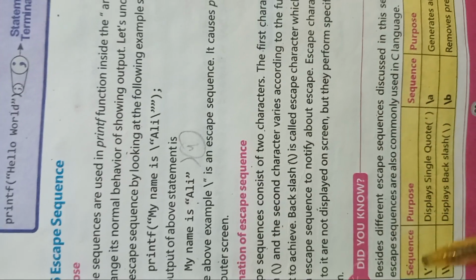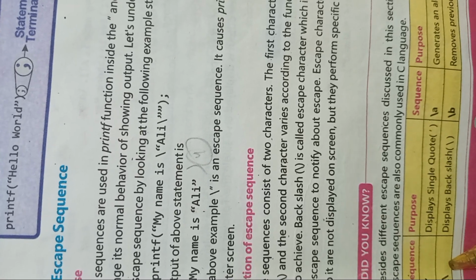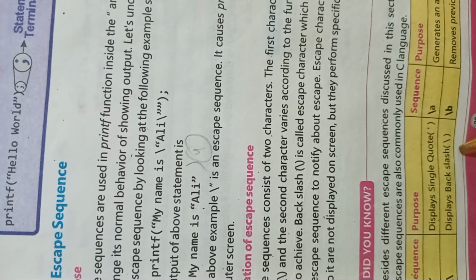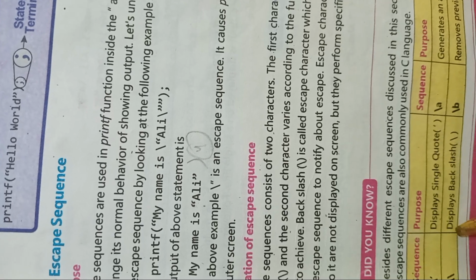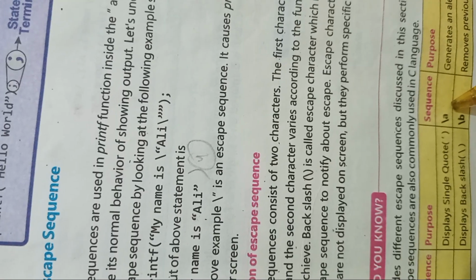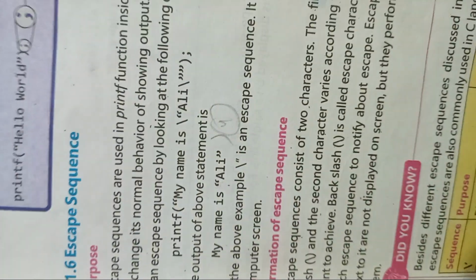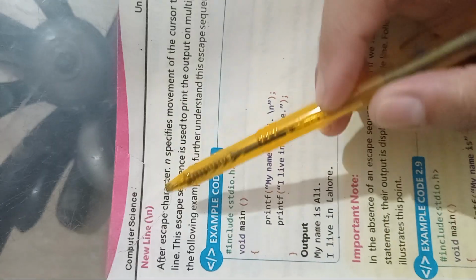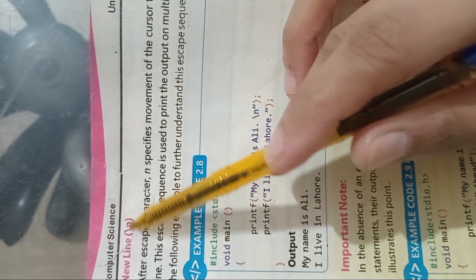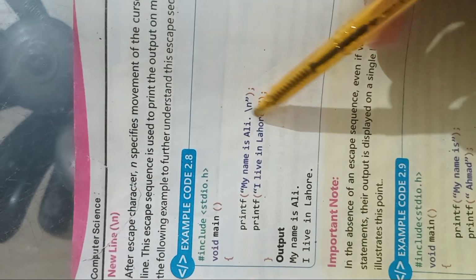Now you see in the table, this escape sequence displays a single quote, and this one will display a backslash on the screen. This one, \a, will generate an alert sound, and \b removes the previous character. So these are some of the escape sequences. Now the new line is represented by a backslash and n. It will show a new line.